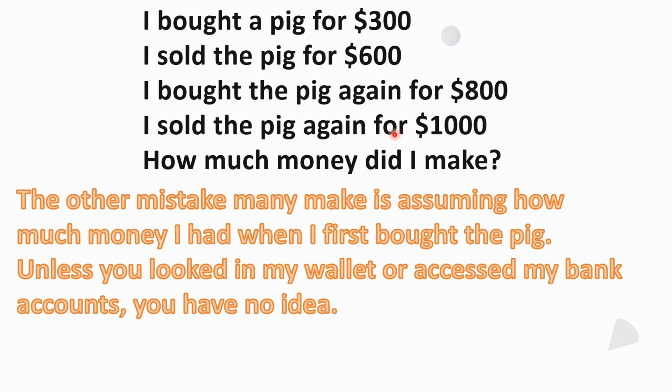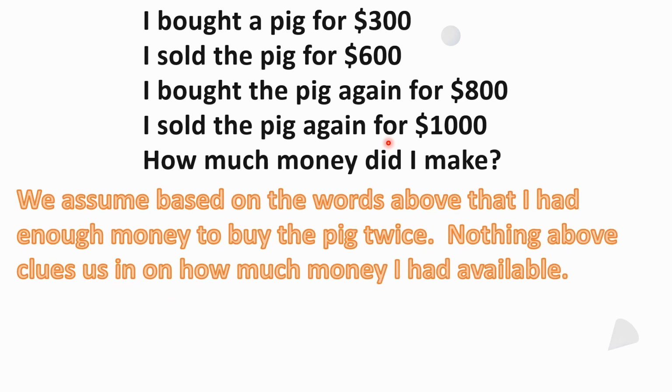Nobody knows how much money I had. I've got money in my wallet, money in the bank, money coming in. Who knows? There's no way to know that. So that's a terrible assumption that some people are making. We assume, based on the words above, I bought, I sold, I bought, I sold, that I had enough money to buy this pig twice. There's nothing above that clues us in on how much money I had available.